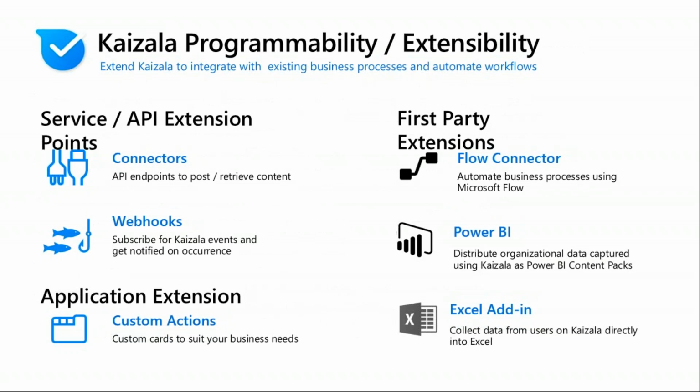Now, Kaizala programmability and extensibility. Vijay was talking about the Flow connector piece as well as the Excel add-in. Let's say you want to build your own custom action card. In some organizations, they have their own line of business application for attendance. They would have developed their own portal or application, which might be running on their own servers, for marking attendance. If you want to bring that experience as an action card into Kaizala, so that people on the go can use the mobile app, bring up that action card, and mark their attendance, that's also possible. We have a lot of APIs and extensions available, and this is going to improve as we move further in the coming days.